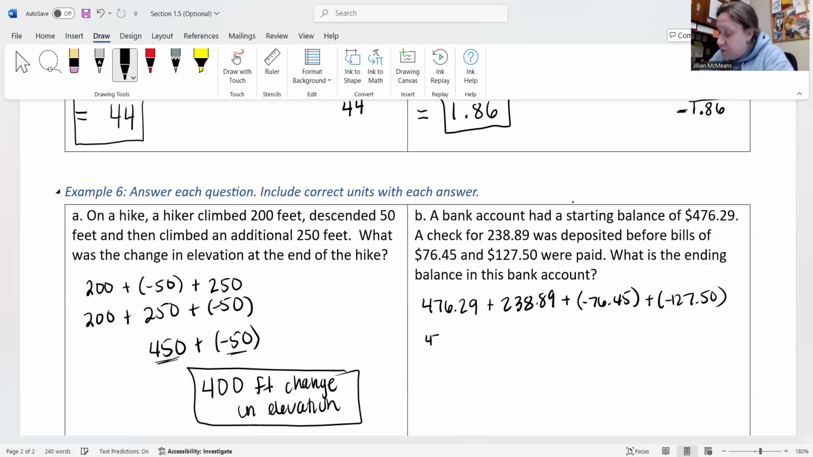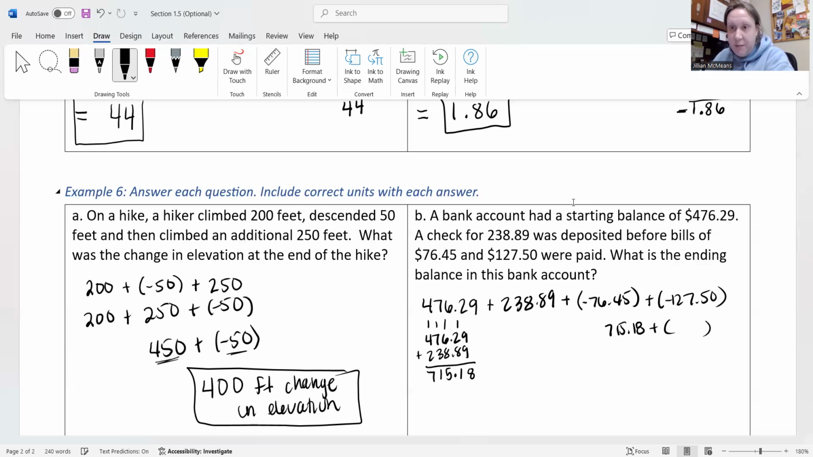So for the positives, we have 476.29 plus 238.89. We're lining up our decimal points, and we're going to add. 9 plus 9 is 18, so keep an 8, carry a 1. 8 plus 2 plus 1 is 11, so keep a 1, carry a 1. Drop down your decimal. 8 plus 6 plus 1 is 15, so keep a 5, carry a 1. 7 plus 3 plus 1 is 11, so keep a 1, carry a 1. 2 plus 4 plus 1 is 7. So what we're dealing with now is 715.18.